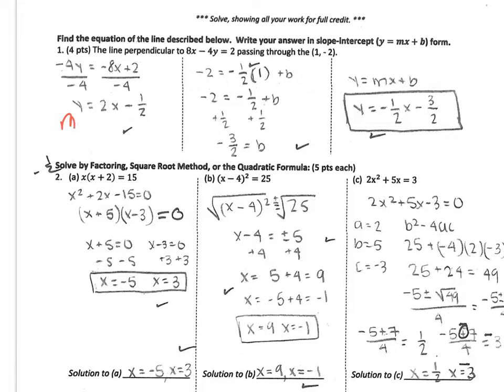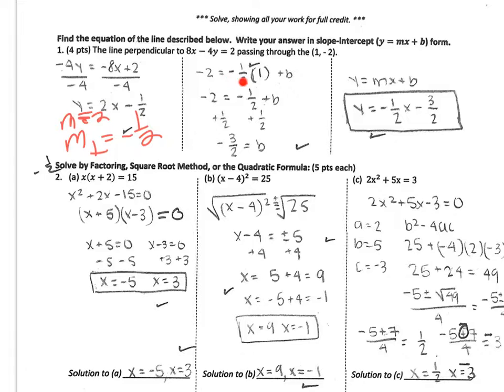So here the slope is 2, but what we want is the perpendicular slope, which is going to be negative 1 over 2, the opposite reciprocal of the slope of that line. So you take the 2, flip it, get 1/2, change the sign. Then you use that negative 1/2 here to find the b.